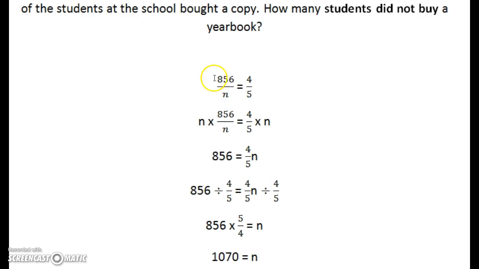This type of equation is an example of an a over x equals b equation. The only difference here is that we're using the variable n rather than the variable x. To solve this kind of equation, we're going to multiply both sides of the equation by the variable. Here, we want to do that to eliminate the fraction on the left-hand side of the equation. So here, when we multiply n by 856 over n, we are left with 856. When we multiply 4/5 by n, we're left with 4/5 n.